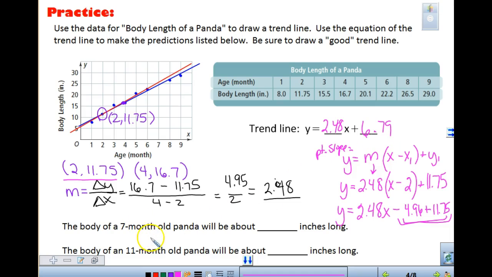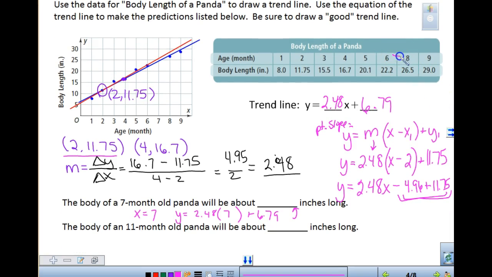You are now going to use that equation, and we are going to use x equals 7. And we are going to plug in y equals 2.48 times 7 in that equation, plus 6.79 to tell me approximately how many inches. That would actually be, in this case, an interpolation, because that's going to be right here. Whereas for an 11-month-old panda, that's when you're going to use x equals 11. And you go back to your same equation. This one is going to be an extrapolation.